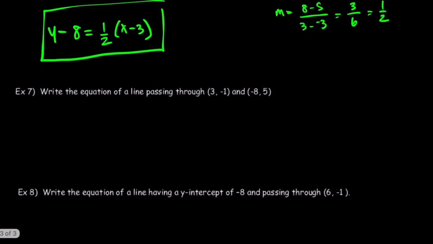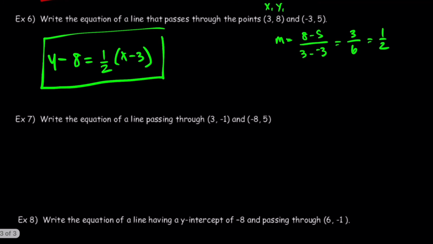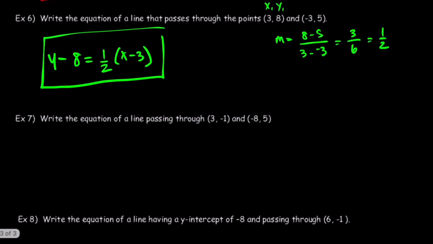Example 7, write the equation of a line passing through (3, -1) and (-8, 5). This is very similar to one we just did. So we need to find the slope first. I'll go left to right. Negative 1 minus 5 over 3 minus negative 8. So that's negative 6, and that is, what, 11?